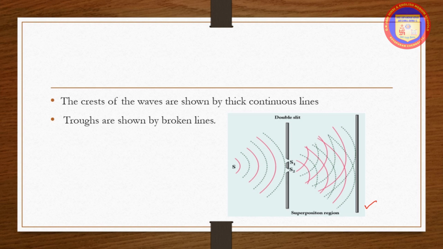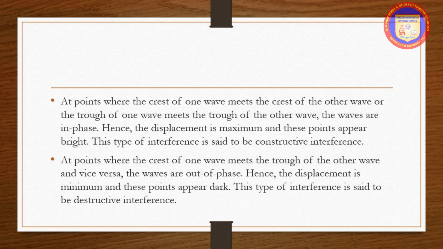The crests of the waves are shown by thick continuous lines and troughs are shown by dotted lines. At points where the crest of one wave meets the crest of the other wave, or the trough of one wave meets the trough of the other wave, the waves are in phase with each other. So in that place the displacement is maximum and these points appear bright. This type of interference is said to be constructive interference.